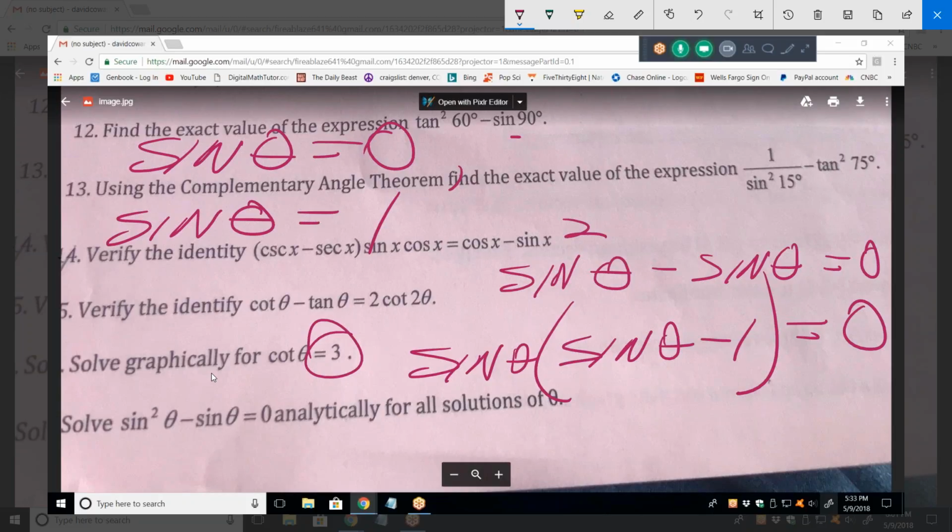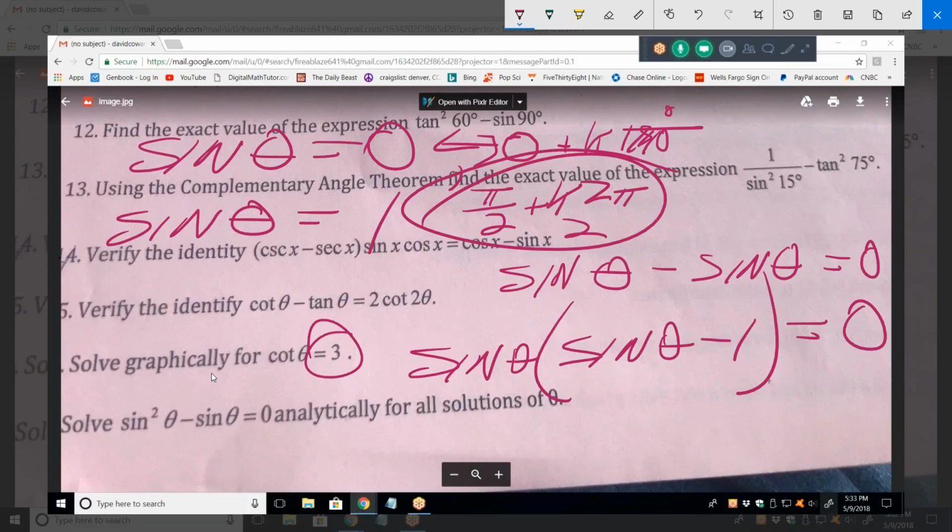Well, that occurs at 0 plus, use K or N? K. So that's the answer for that one. So just 0, I guess that'd be 0 plus K pi. Yeah, that's what I prefer, but I was doing everything in degrees. The answer to where sine of theta equals 1 is pi over 2 plus K times 2 pi. So those are your answers right there, both of them.